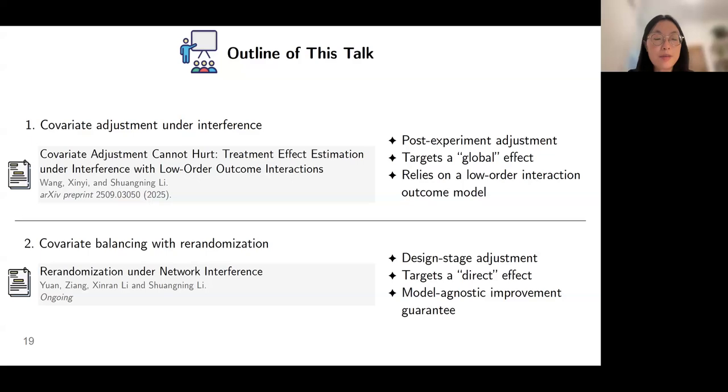Maybe I'll ask, your example gives a very clear idea about what the interference is. But in general, when I'm running this type of experiment, would I generally know what type of interference would be there? And does this method require knowing the mechanism in terms of how this is going to happen?